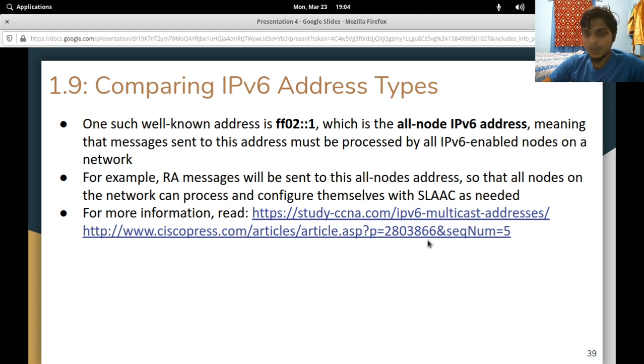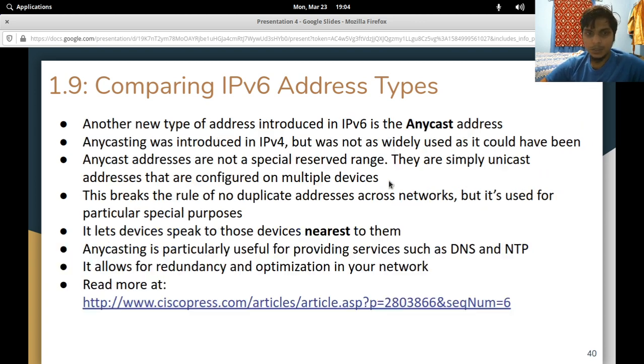You have some more examples of multicast addresses and some more discussion on it here, but we'll go into this a bit more now.